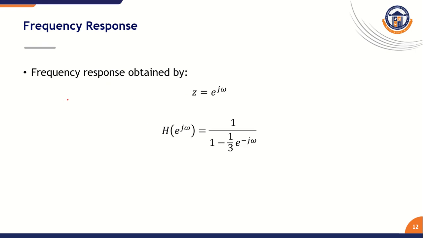Then we can find the frequency response of the system, obtained by substituting z equals e power j omega. Instead of z, we substitute e power j omega, so capital H of e power j omega equals 1 divided by 1 minus 1 by 3 e power minus j omega. This frequency response tells us how the system reacts to different frequency components.